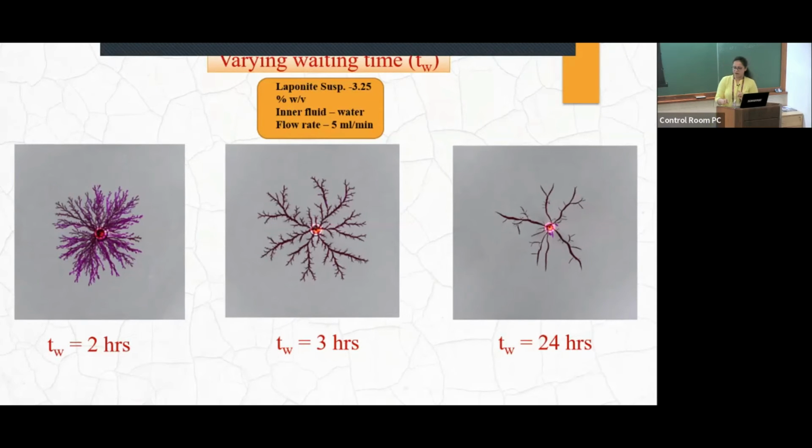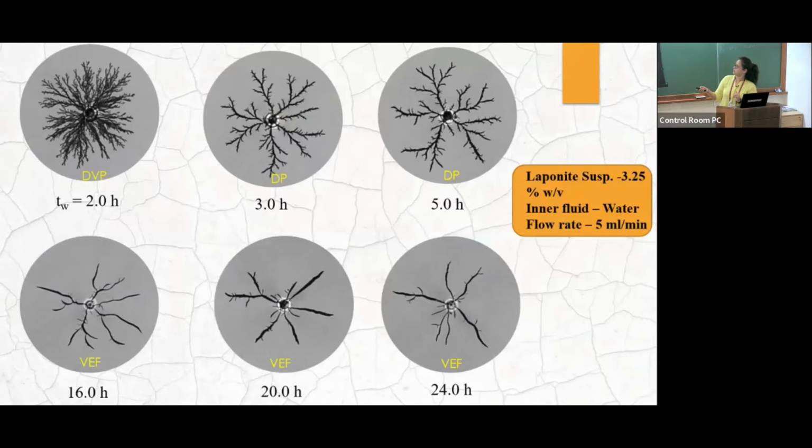So these are the fully developed patterns at the different aging times. At low ages, we have this dense viscous pattern, and as we increased the aging time of the Laponite suspension, we got viscoelastic fractures with the dendritic pattern at the intermediate waiting time. So just with a fixed concentration of Laponite, by playing around with this aging property, we have observed a different range of interfacial pattern morphology.